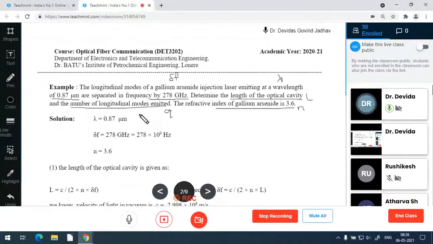So lambda given is 0.87 micrometer, so lambda is equal to 0.87 into 10 raised to minus 6 meter. Delta f is 278 gigahertz. Gigahertz we can replace as 10 raised to 9 hertz, so 278 into 10 raised to 9 hertz. Then N is equal to 3.6. This is for the gallium arsenide material. So this is the data given.